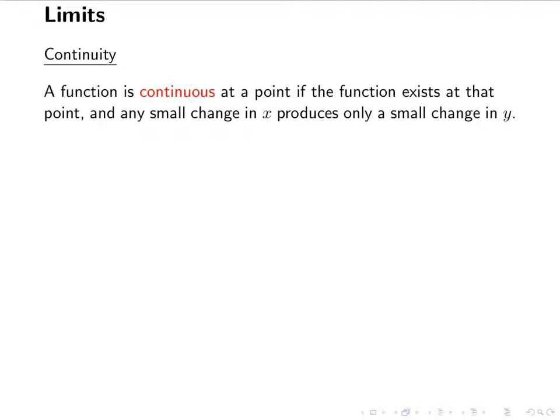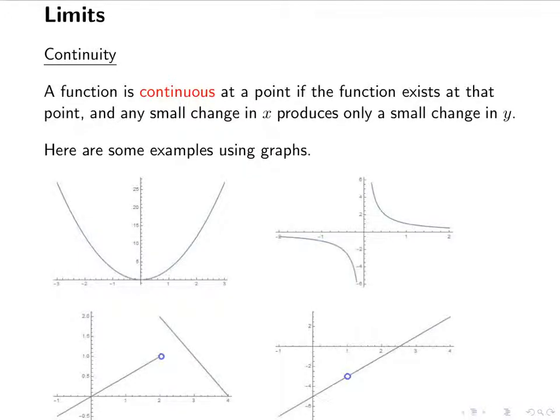A function is continuous at a point if A, the function exists, and B, any small change in x produces only a small change in y. So we're going to look at some examples using graphs. Our first function here is a parabola.